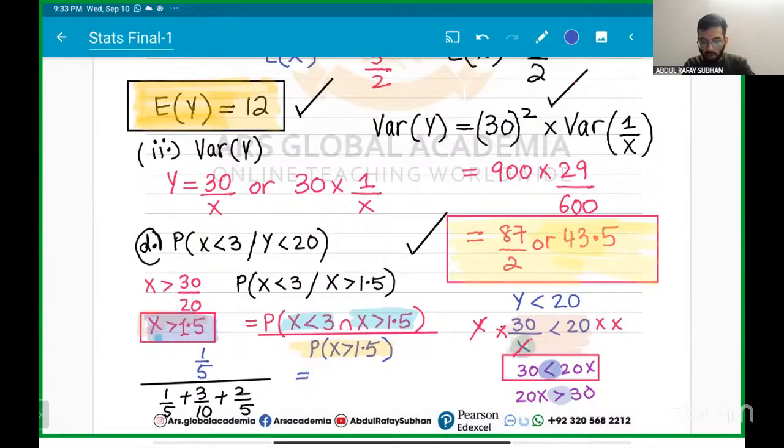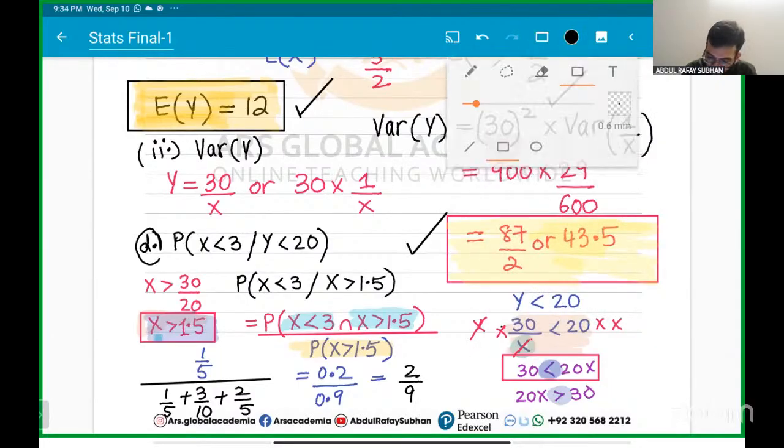So let's do it. 1 over 5 is 0.2. So 0.2 divided by the denominator. Let's do it in decimals first, and the fraction will come automatically. That is coming to 0.9. So 0.2 divided by 0.9 will be 2 over 9. So that's the answer, sir. 2 over 9. 5 marks achieved.